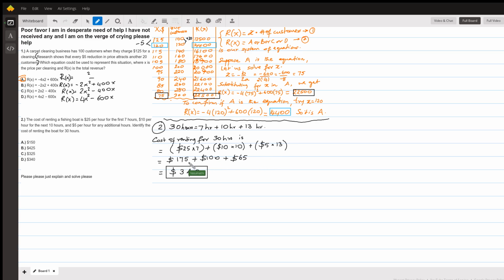So now you add all these costs for these different categories of hours. So that comes to 275 plus 5 is 280. 280 plus 60 is 340. So that's my solution.